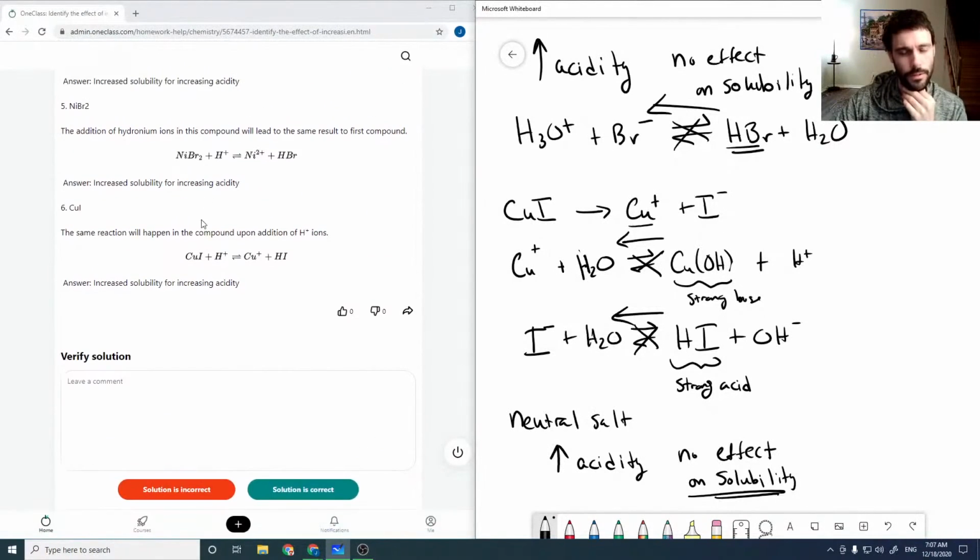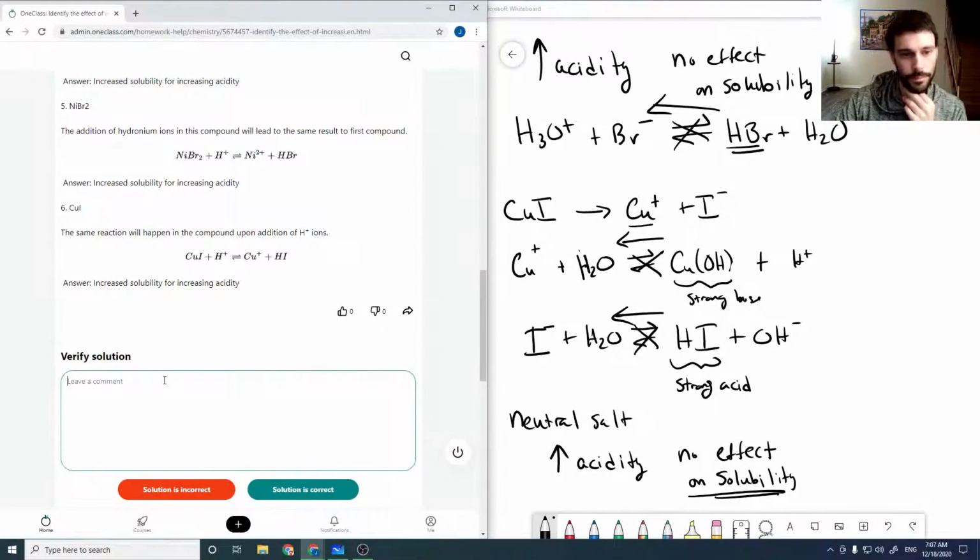So for these two species, adding H plus will do nothing because we don't want to form HBr and we don't want to form HI. Or those two species will actually just go backwards into solution. So 1 to 4 are increased solubility. Strong acids, no effect. So I'm going to say it's incorrect.